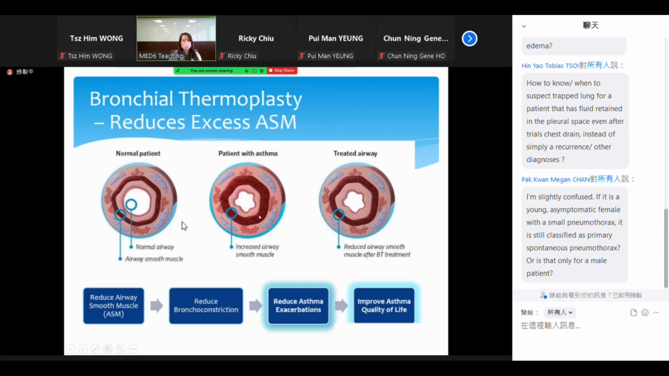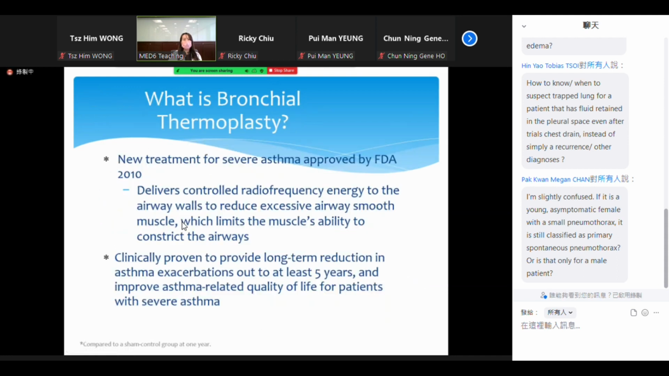So this is a patient with asthma. After bronchial thermoplasty, there's a reduction in excess airway smooth muscle. So what is bronchial thermoplasty? It's a new treatment for severe asthma approved by FDA about 10 years ago.